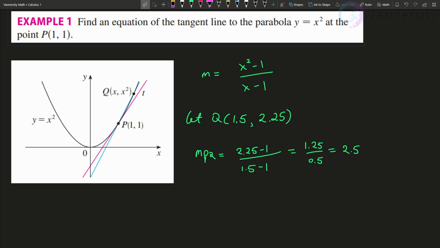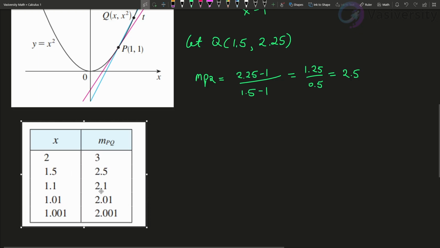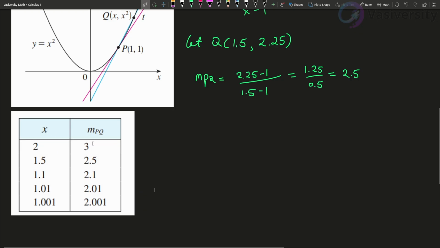Let's try to approach the slope closer and closer to the actual numbers. If we run down the table, if x is equal to 2, we have a slope of 3; at 1.5 it is 2.5; at 1.1 it is 2.1; at 1.01 it is 2.01. So we can see that it's approaching 2. It approaches 2 as we approach 1 from the furthest distance. We're approaching this point from the right, because we're still greater than 1, but we're approaching it.